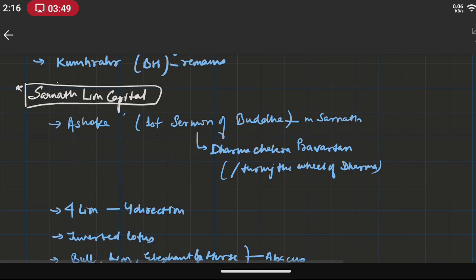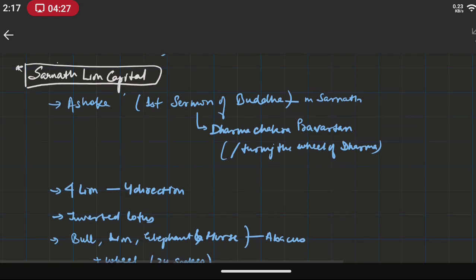Now let's talk about the Sarnath lion capital. Sarnath lion capital is the Indian national symbol. Sarnath lion capital was commissioned by Ashoka. So you remember, in order to commemorate the first sermon of Buddha in Sarnath, which is famously known as Dharma Chakra Parivartan, or turning the wheel of Dharma, Ashoka commissioned this Sarnath pillar.